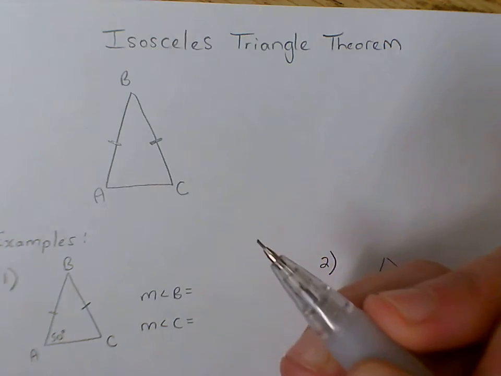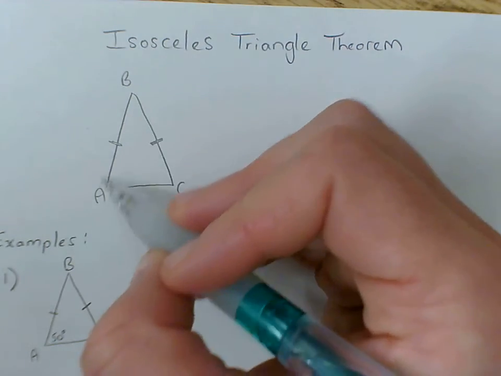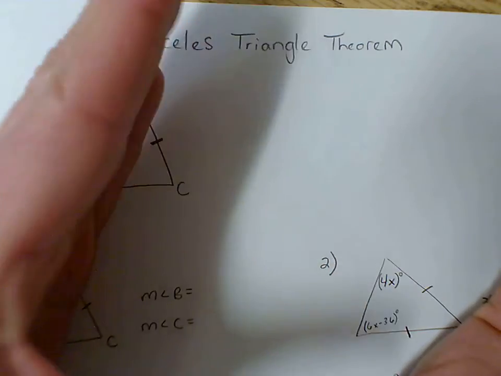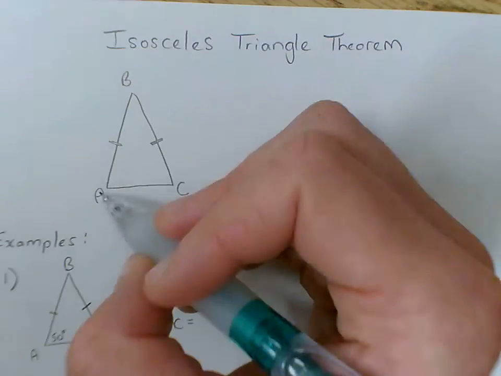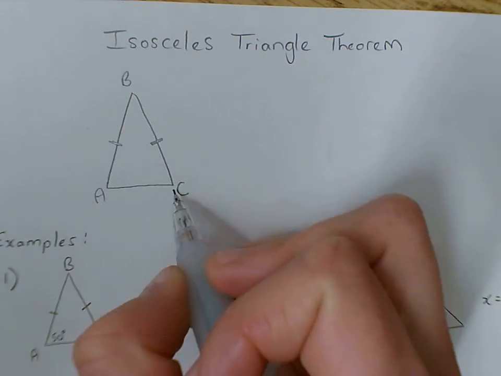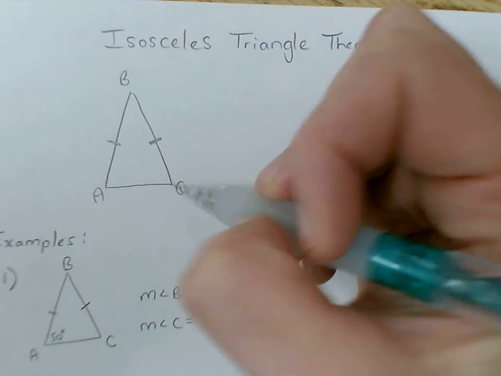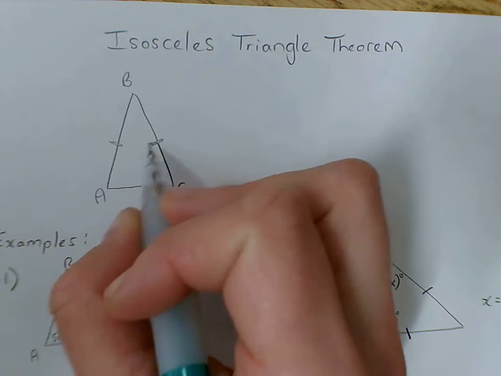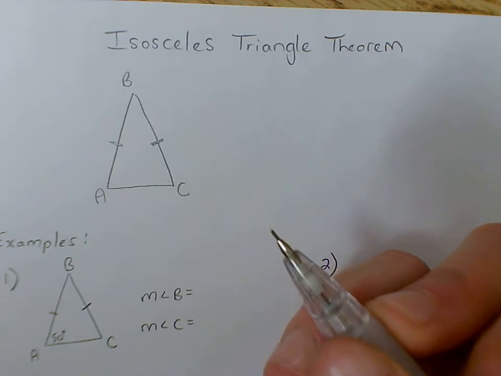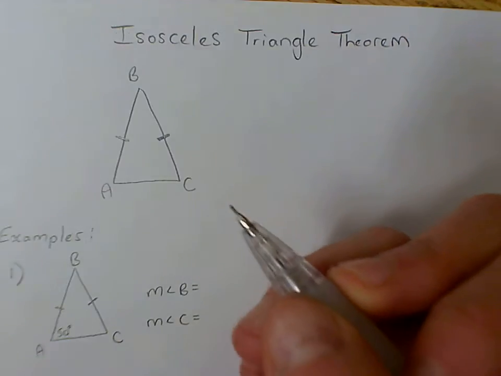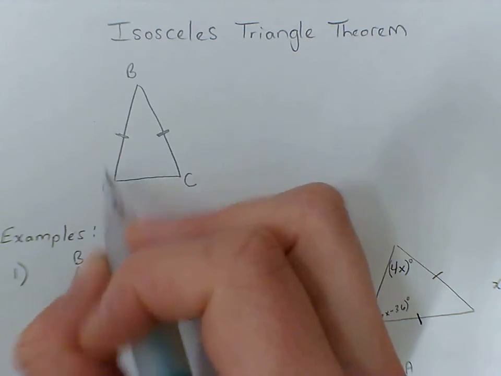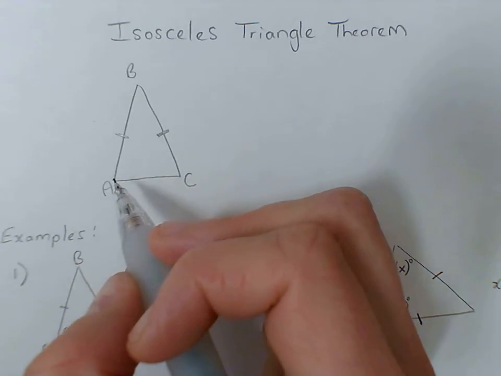Think of an angle like a mouth. If you think about this angle right here, angle A, it's like a mouth. It's kind of opening up, and the side that it opens up to is the side that's opposite of it. Notice angle A opens up to this side right here, so angle A is opposite of one of your congruent sides. The other base angle in this problem would be angle C, because angle C opens up to the other congruent side.